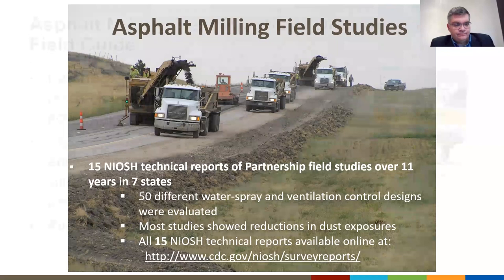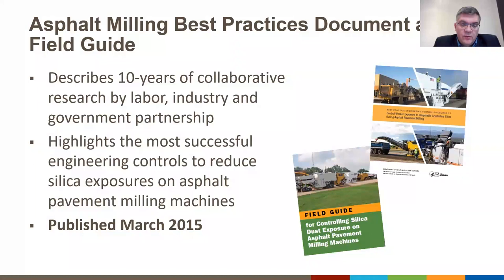In addition to the technical reports, there were several documents produced by NIOSH and the Silica Asphalt Milling Machine Partnership. The top document on the top right contains best practices for equipment manufacturers, equipment owners, and contractors to reduce silica exposures during milling. This is a very highly technical document. The recommendations include ventilation controls on all new half-lane and larger asphalt milling machines, and also retrofitting wet water sprays if ventilation dust controls are not available. The green document was developed by CPWR and is a field guide, which has a much briefer and much more applied approach.